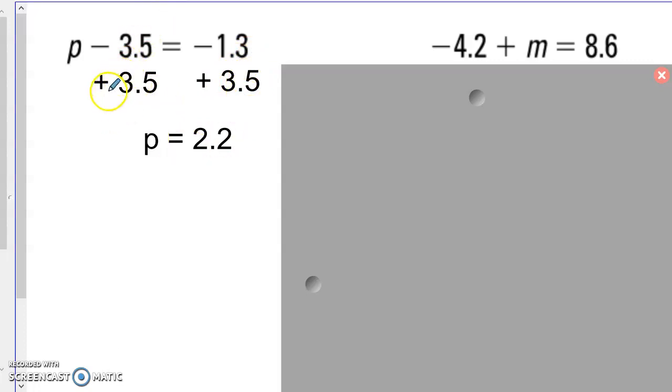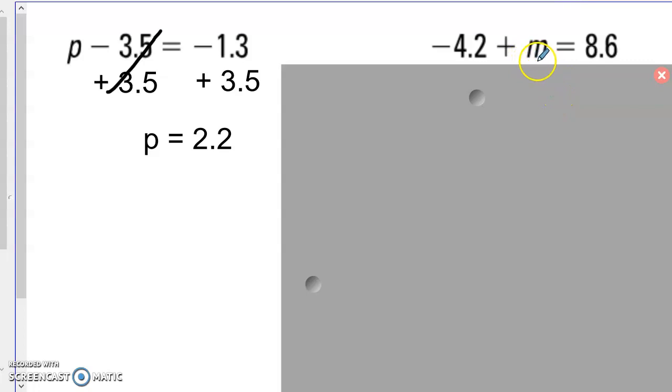Then, of course, this is going to cancel. Negative 1.3 plus 3.5 would give you 2.2. And of course, you can check this answer by substituting 2.2 in for P. 2.2 minus 3.5 would, of course, give you negative 1.3.